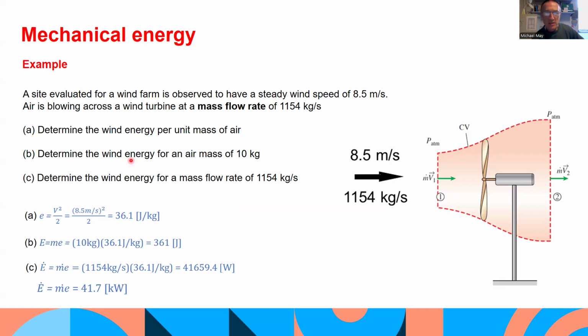Now it tells us to calculate the wind energy for an air mass of 10 kilograms. So we'll just put the 10 in there and we get 361 joules. But now it's telling us to determine the wind energy for a mass flow rate of 1154 kilograms per second. So we take part A and we multiply it by the mass flow rate. And we get 41659.4 watts, or approximately 41.7 kilowatts.